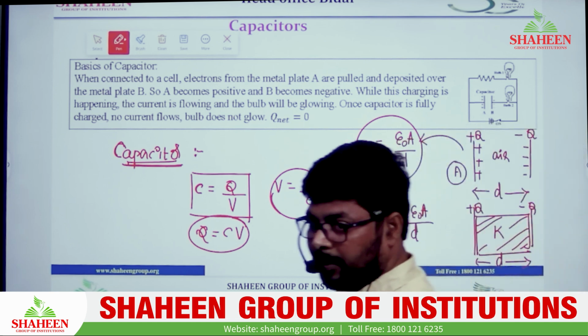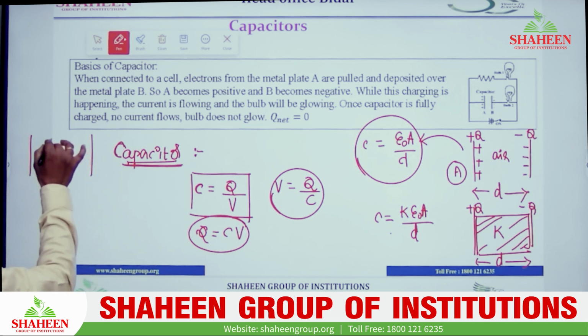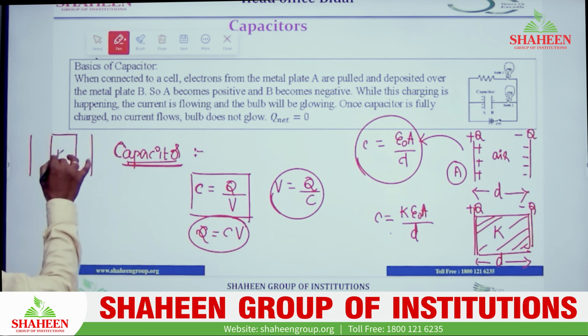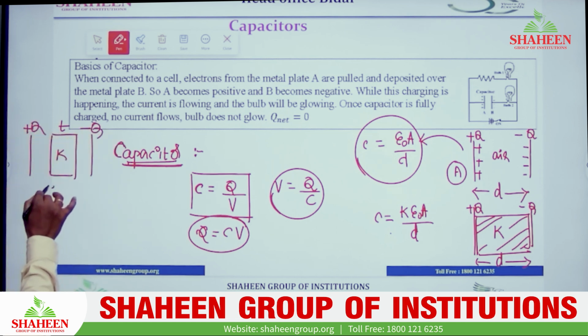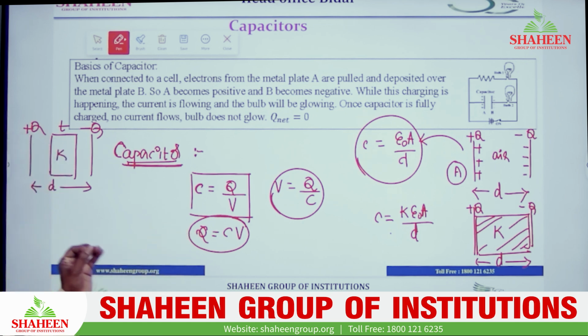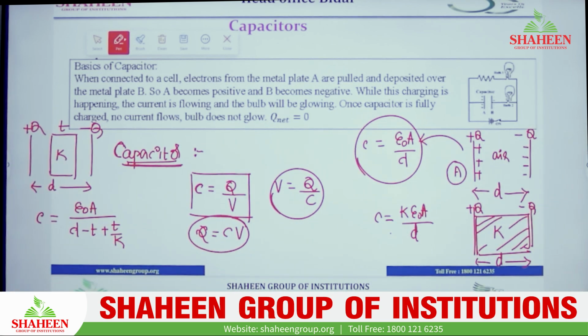If the dielectric medium does not completely fill the space, and it is partially filled with a dielectric of constant k and thickness T, with separation D between the plates plus q and minus q, then the capacitance is C is equal to epsilon naught A by D minus T plus T by K. This is the formula for the capacitance of a parallel plate capacitor.